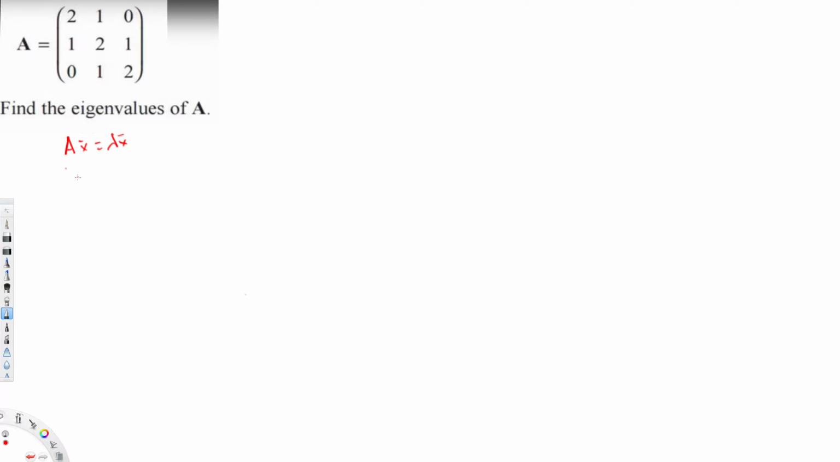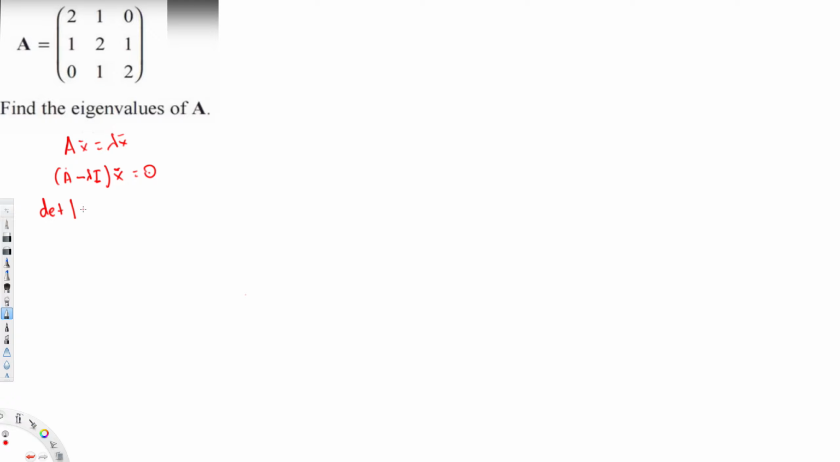So if I rearrange this, it's going to be A minus lambda I, because we are subtracting from a matrix. We can't directly subtract a number, so we have to multiply by the identity. Then x here equals 0. So we set the determinant of this equal to 0, and when we solve it, we will find lambda. That's how we generally find eigenvalues.